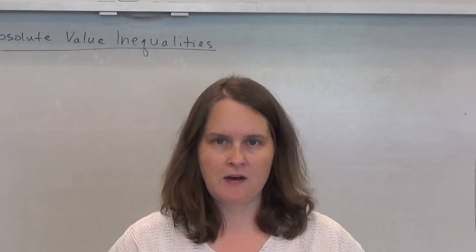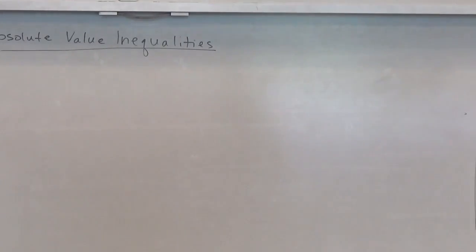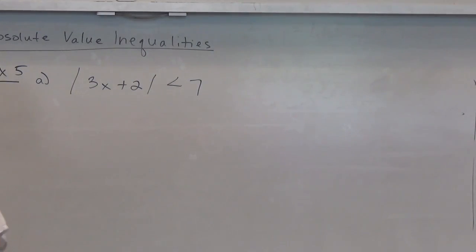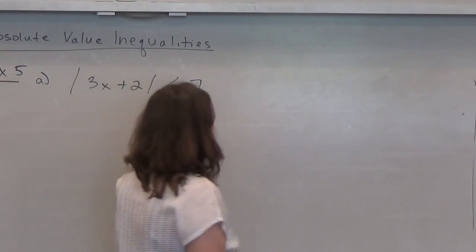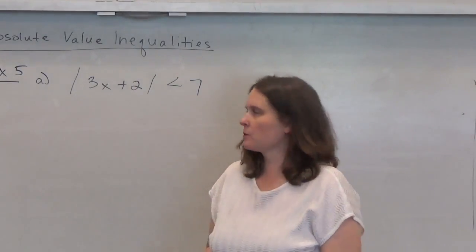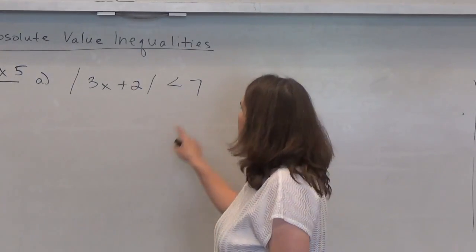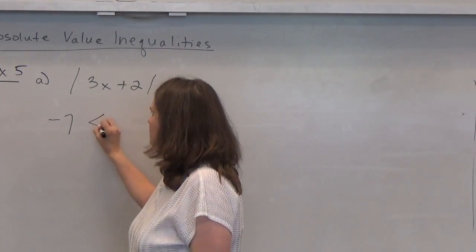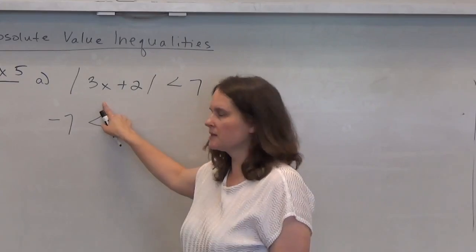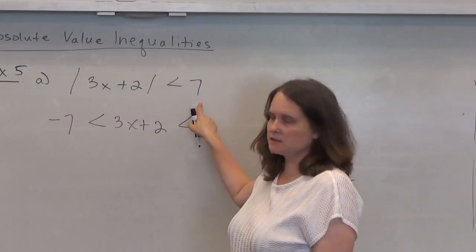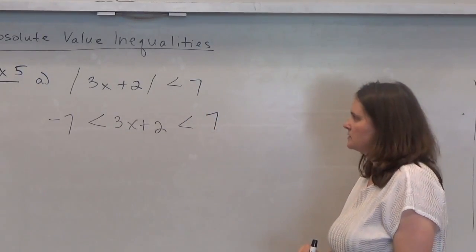So let's go ahead and look at example 5. Example 5, part A, we're going to solve the absolute value of 3x plus 2 is less than 7. Because this is the absolute value less than a number, we'll go to the sandwich inequality. The rule says that we're going to take the opposite of the constant that we have here. So we're going to take a negative 7, set that less than the inside of the absolute value. So we'll set that less than 3x plus 2. And then that's going to be less than the constant, 7. And then we can solve that.